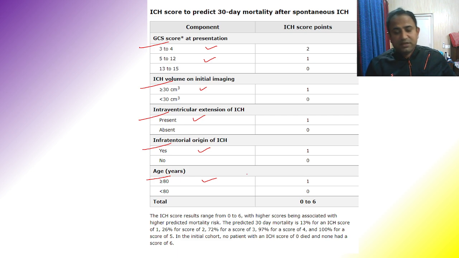So this is a very simple way of remembering it. The ICH score ranges from 0 to 6, with a higher score being associated with higher mortality. So a 13% mortality for an ICH score of 1, whereas you see 97% mortality with a score of 4 and 100% for a score of 5. So this is how you can predict 30-day mortality at presentation with this ICH score.